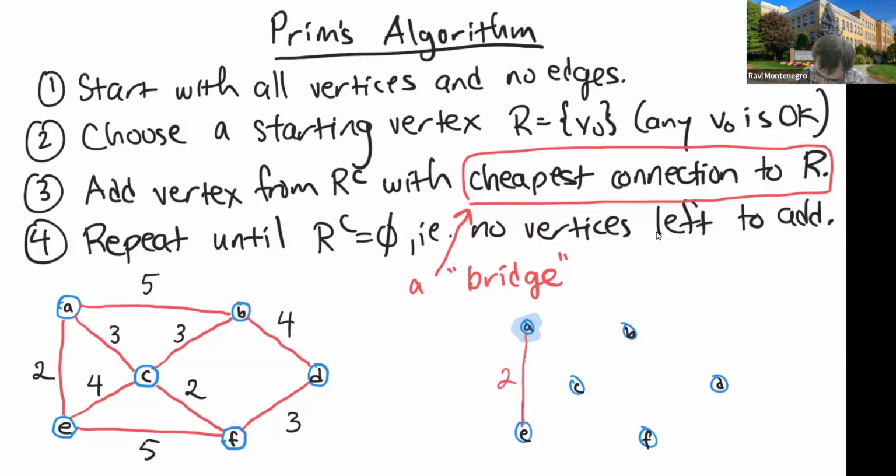Now I added a vertex, so let me highlight that one too. Repeat until there's nothing left over. So, okay, let's look at these. What do we have that we could add at this point? I'll use a different color. So we have a 4, or a 5, or there was that 3, or a 5. So those are my choices of where I can go from those blue points. Well, the 3 is the cheapest, so let's do that one.